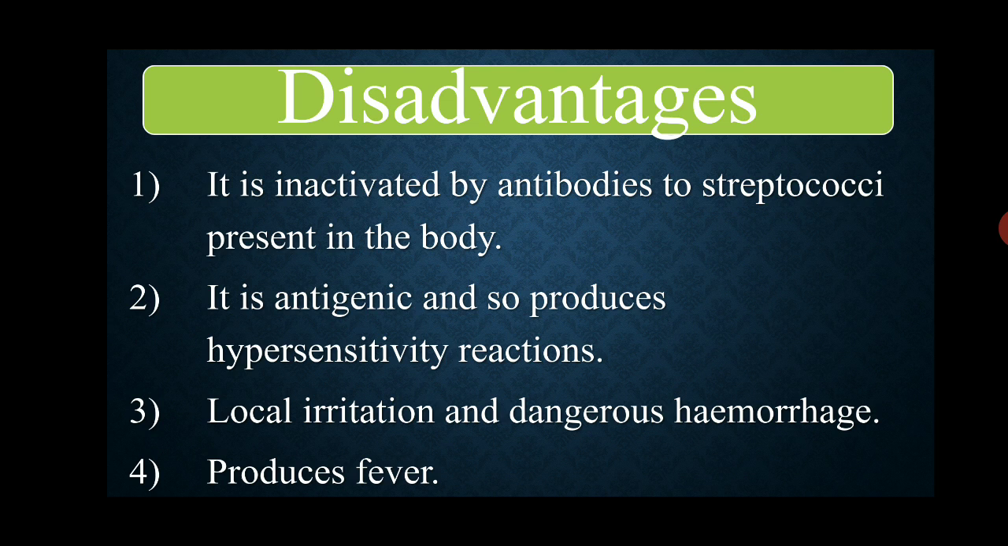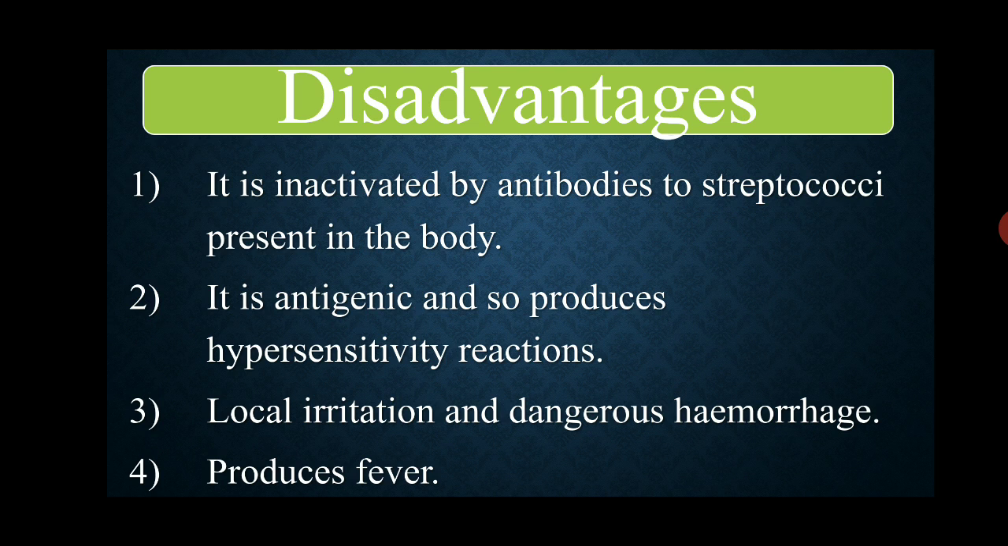Streptokinase, where does it come from? These are the drugs obtained from the beta hemolytic streptococci bacteria. Various disadvantages appear in the human body. Firstly, it is inactivated by antibodies to streptococci present in the body. It is antigenic and so produces a hypersensitivity reaction.